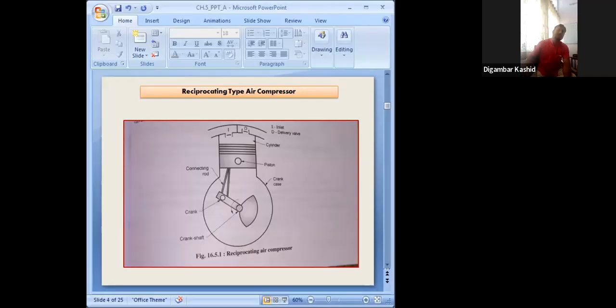In terms of energy conversion also you can tell me: which energy is converted into which form of energy. In a pump, what happens, and in a compressor? Pump moves liquid, and gas is not used in a pump. Pump has the ability to move liquid, and compressor moves gas.